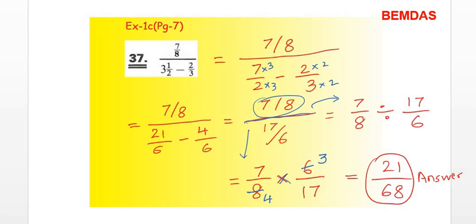Now 6 and 8 can be simplified by 2. So I divided 6 by 2, it gave me 3. Here 8 by 2, it gave me 4. So 7 times 3 is 21, and 4 times 17 is 68. So this is the final answer.